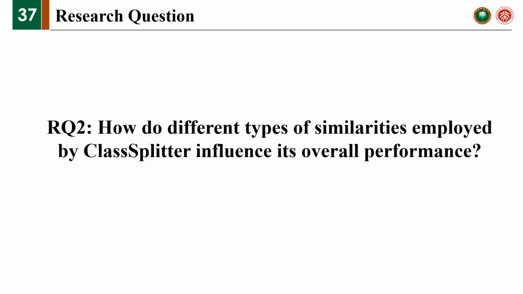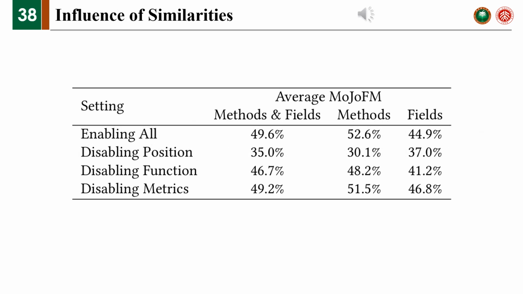Our research question 2 is, how do different types of similarities employed by ClassSplitter influence its overall performance? We disable one of the similarities at a time and repeat the evaluation. The conclusion is, all of the employed similarities are useful. The position-based similarity had the greatest impact on the overall performance of ClassSplitter. Exploiting similarities had a greater impact on the clustering of methods than the clustering of fields.